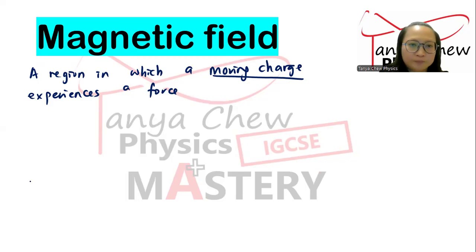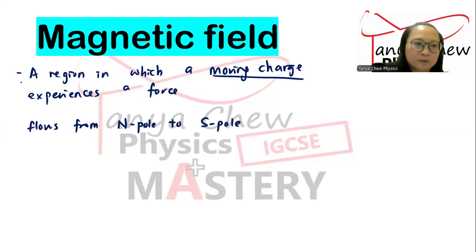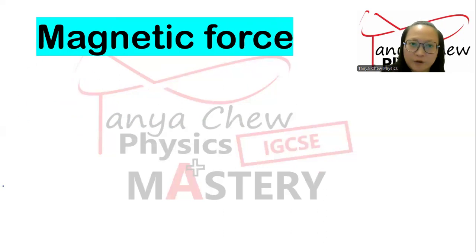Magnetic field flows from the north pole to the south pole. Remember that. That's all about magnetic field.